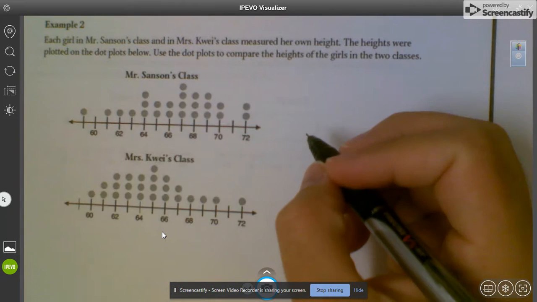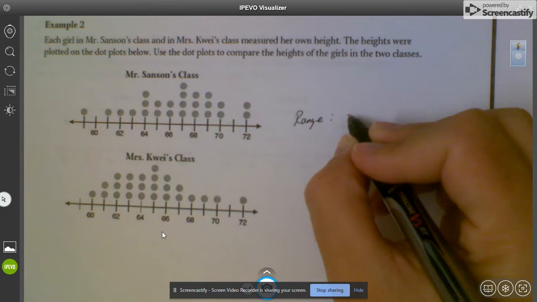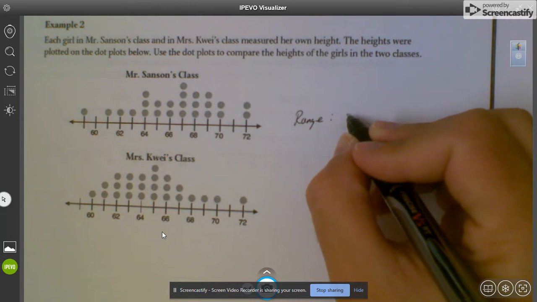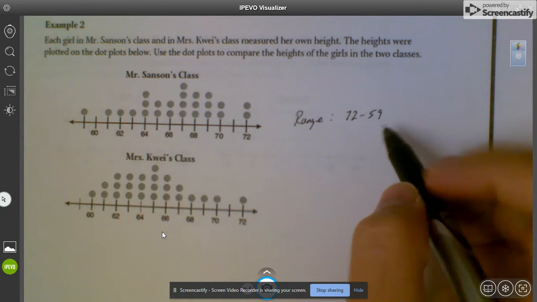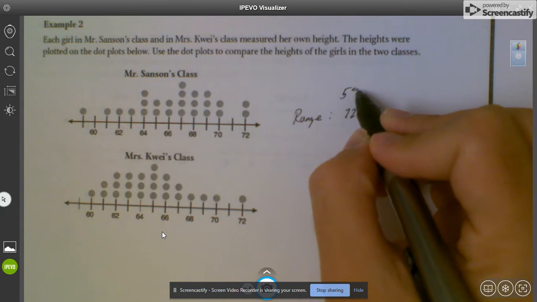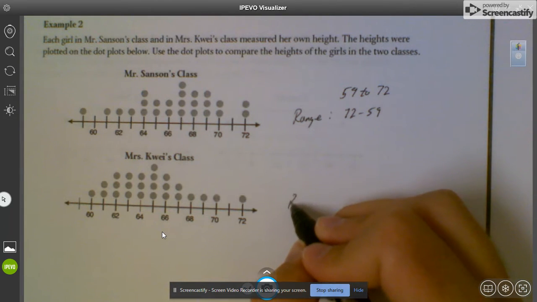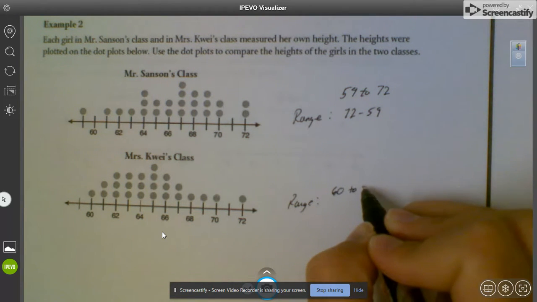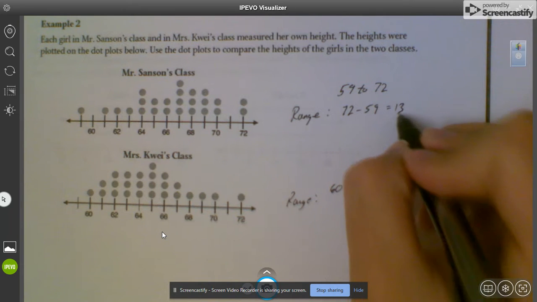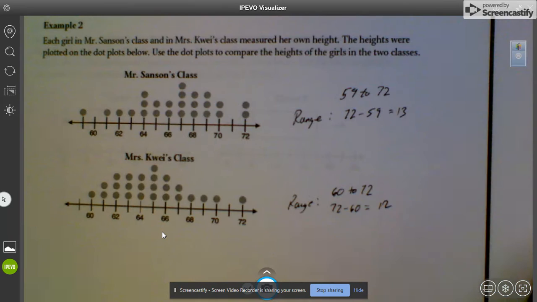So what's on here? The range for this first one is 72 minus 59, right? So 72 minus 59. Okay, that would be your actual numerical range, or you could say the range is from 59 to 72. You can do it that way. And then the range for this other one is from 60 to 72, or you can calculate it, this being 13, and then 72 minus 60 being 12. So basically, there's a gap of 13 on the top one and 12 on the bottom one.